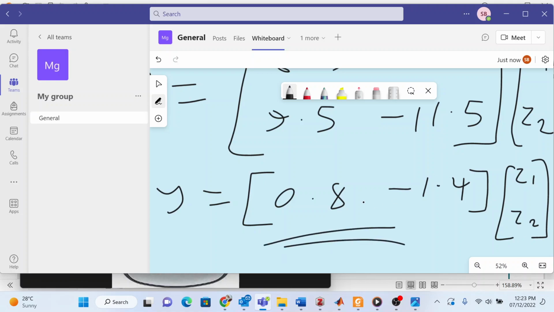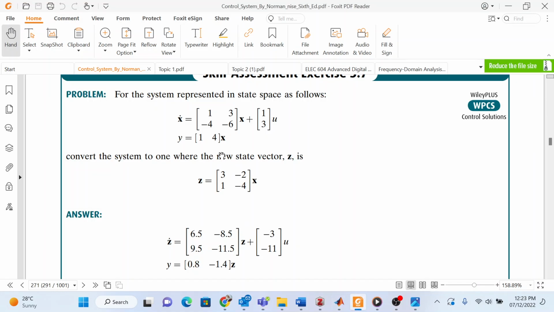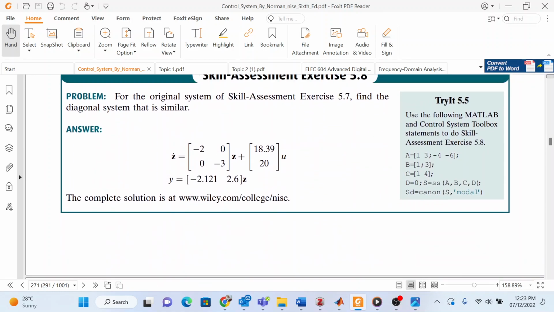So concerning this particular question, for the system represented in state space as follows: convert the system to the one where the new state vector is this. That is what we have done. So we have gotten this now from there. Now the next thing we want to do is to look at the second question.